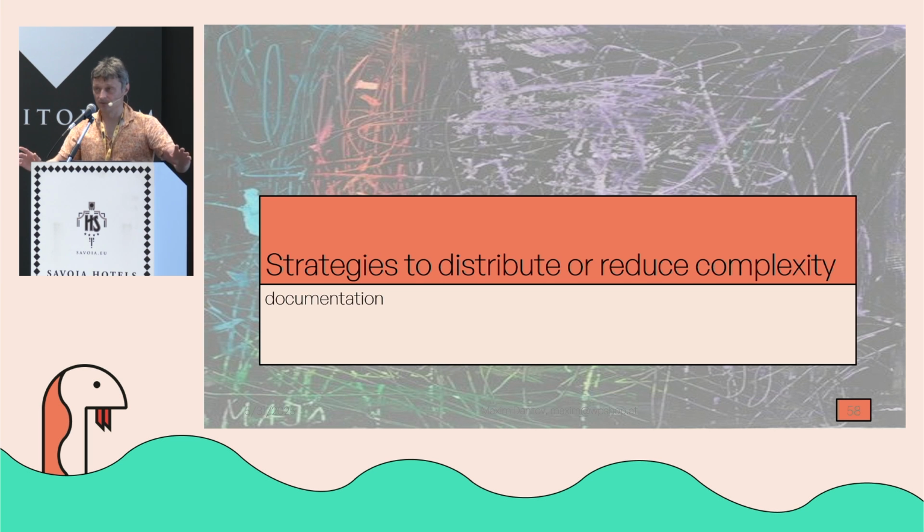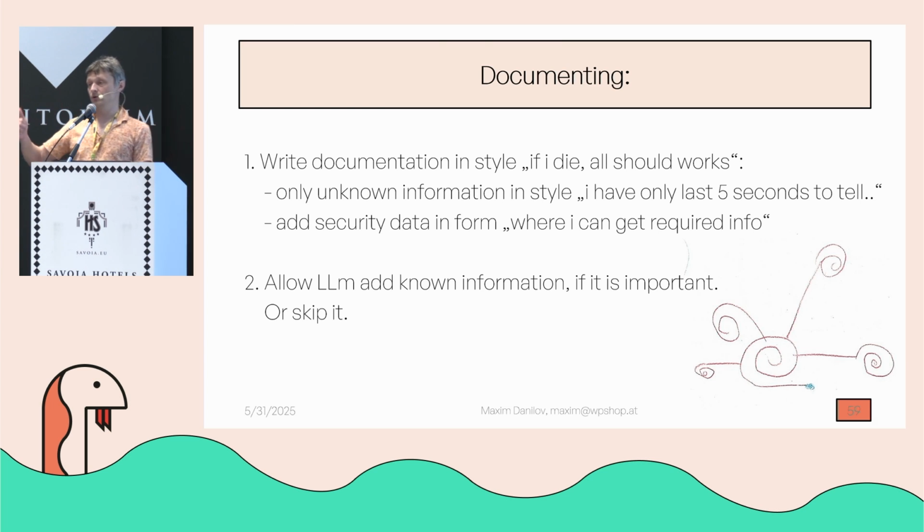Okay, documentation. How can we reduce complexity with documentation? At first, documentation should be written in the style of: if I die, everything should still work. I have not seen much documentation written in this style. We should write unknown information in documentation, not famous information. It means if I die, who knows the password from the codebase, or who knows where I can get a password from the codebase. And if we speak about security data, it should be written where I can get the required info.